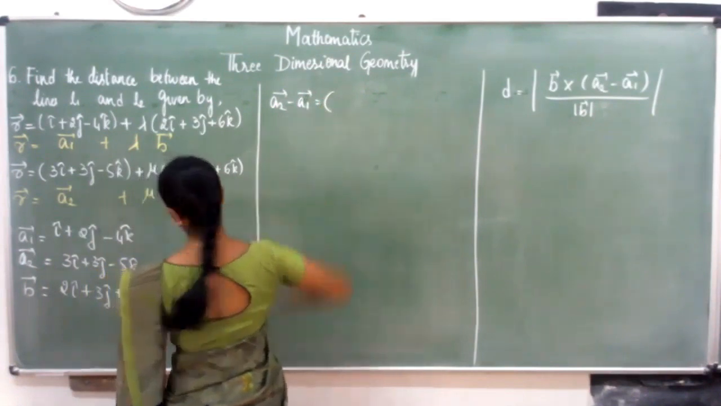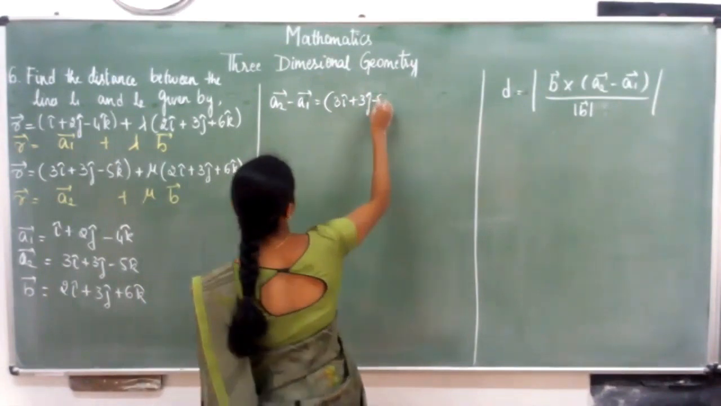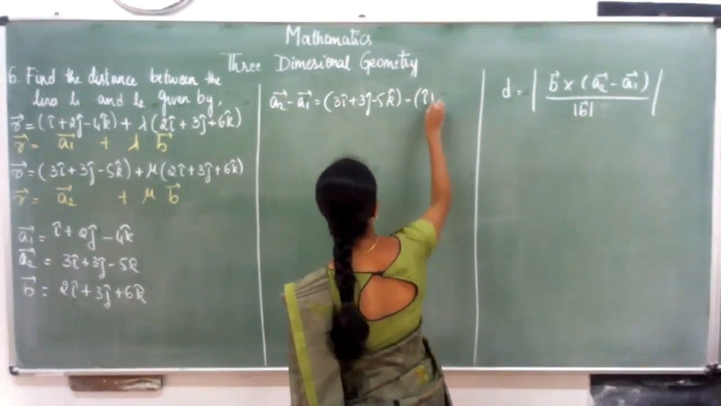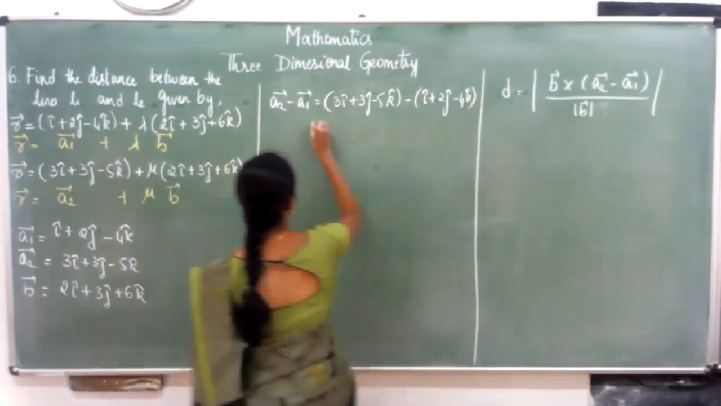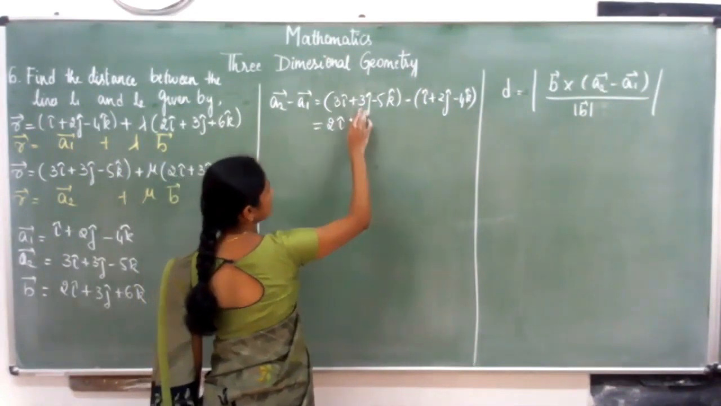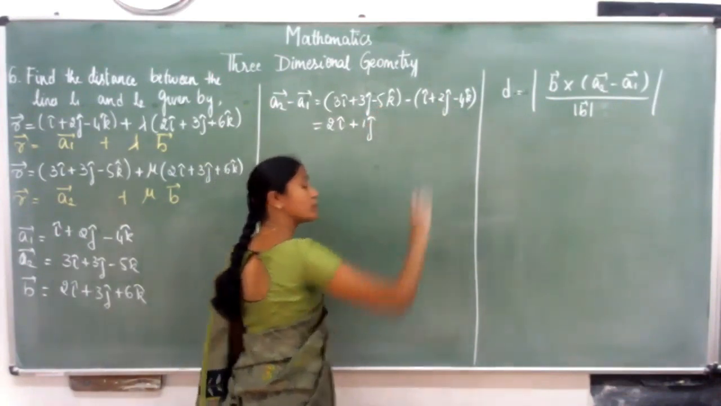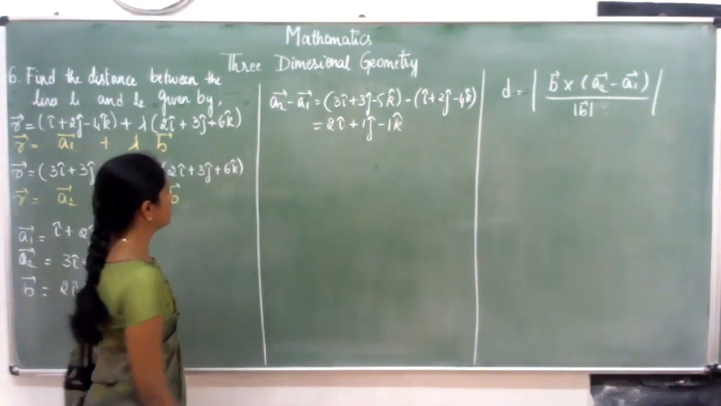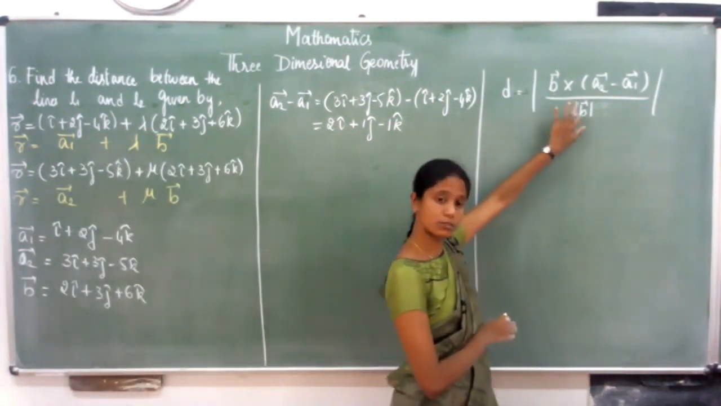Vector A2 minus vector A1 is 3i cap plus 3j cap minus 5k cap minus vector A1, which is i cap plus 2j cap minus 4k cap. So this is equal to 3 minus 1, which is 2i cap. Next, 3 minus 2, which is 1j cap, and minus 5 plus 4, which is equal to minus 1k cap. Next, after finding A2 minus A1, what is the next step? We already know what is B.